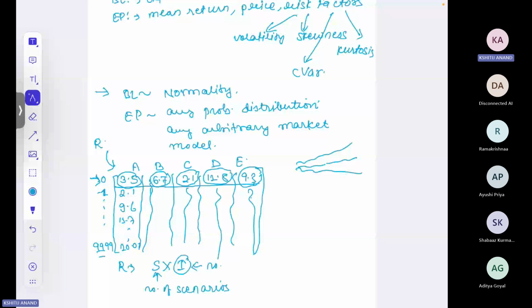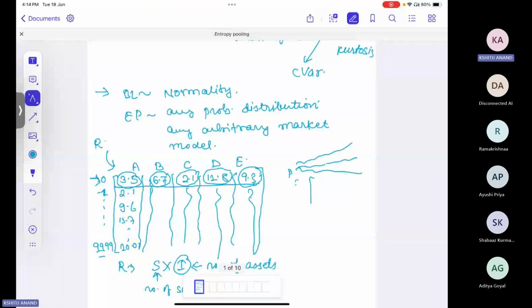Now you will have a probability distribution P. This probability distribution tells you the probability of the first scenario to happen, the probability of the second scenario to happen, and so on. In the first scenario, the return of A is this, the return of B is this, the return of C is this. So what is the probability of the first scenario? Let us denote it as P1.